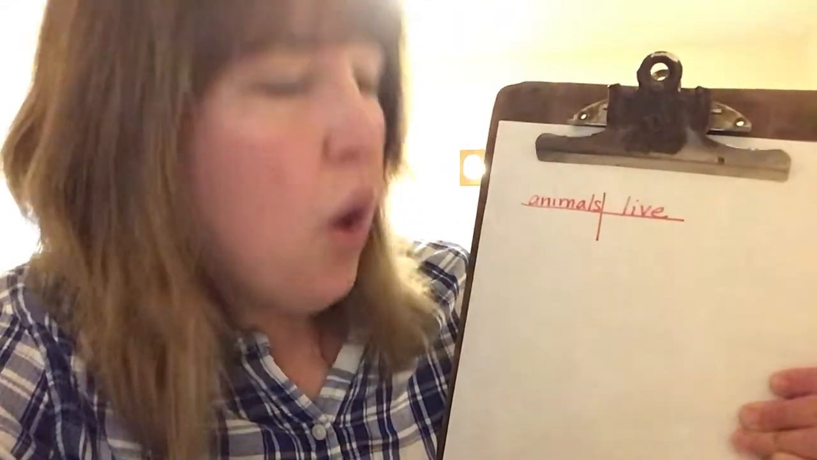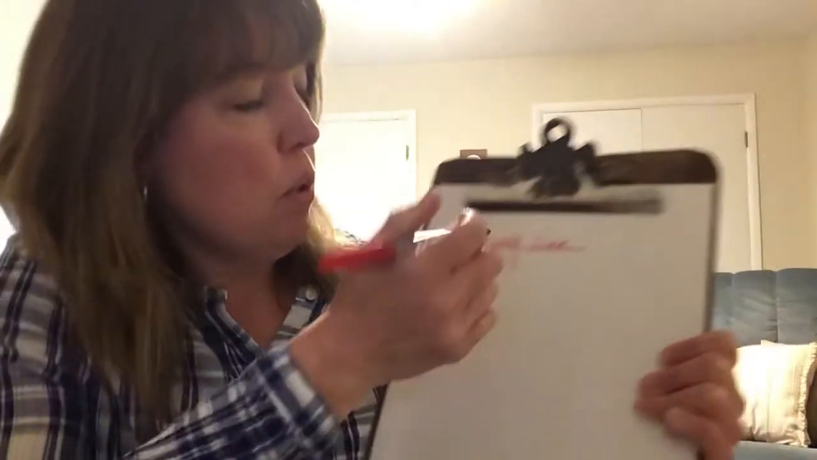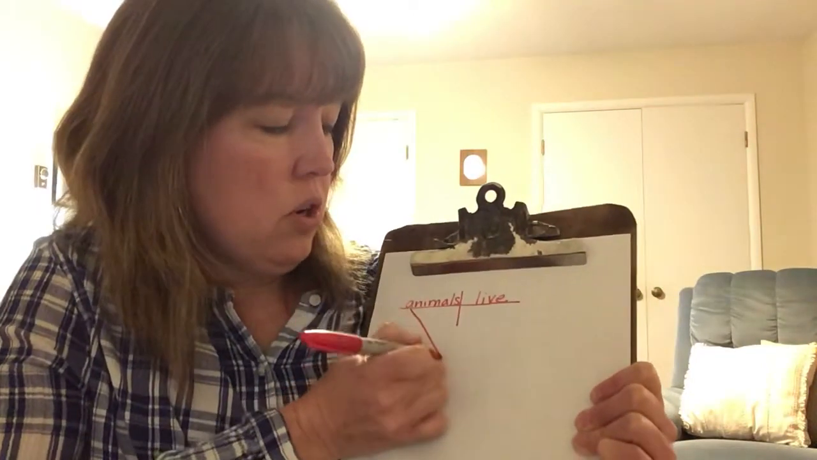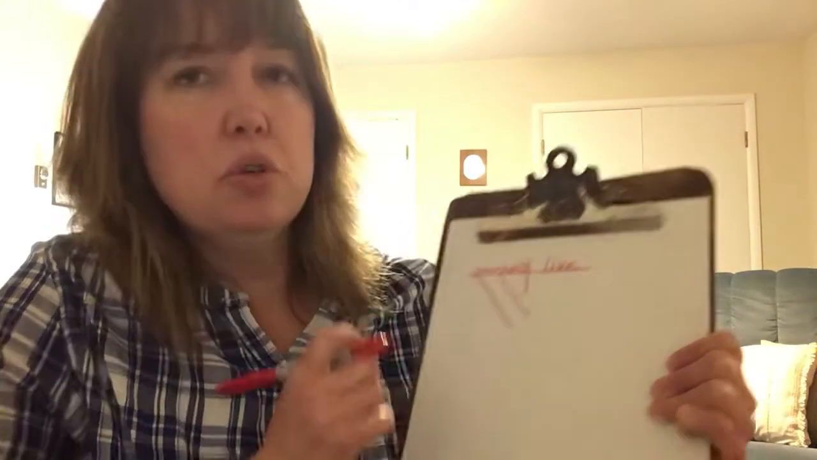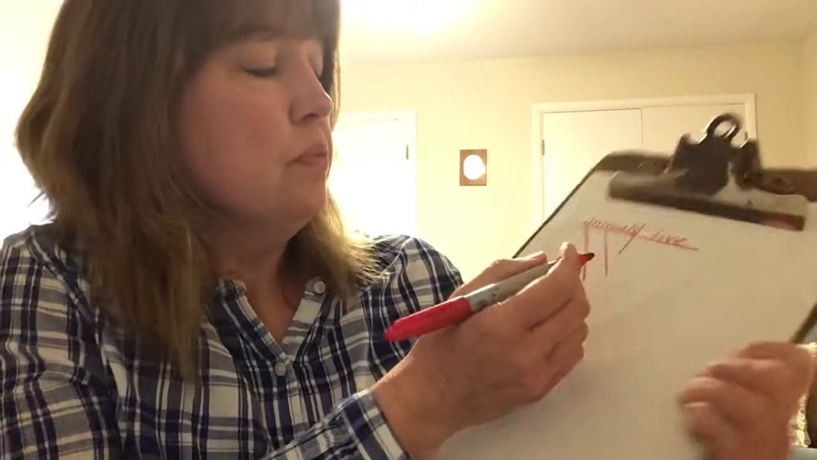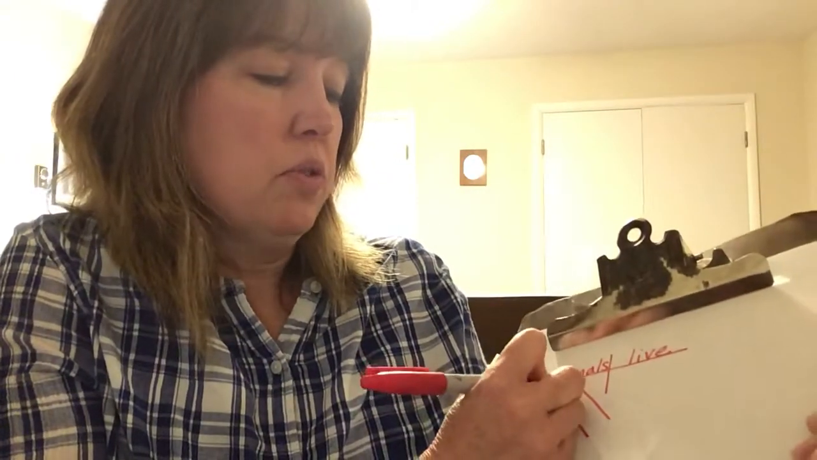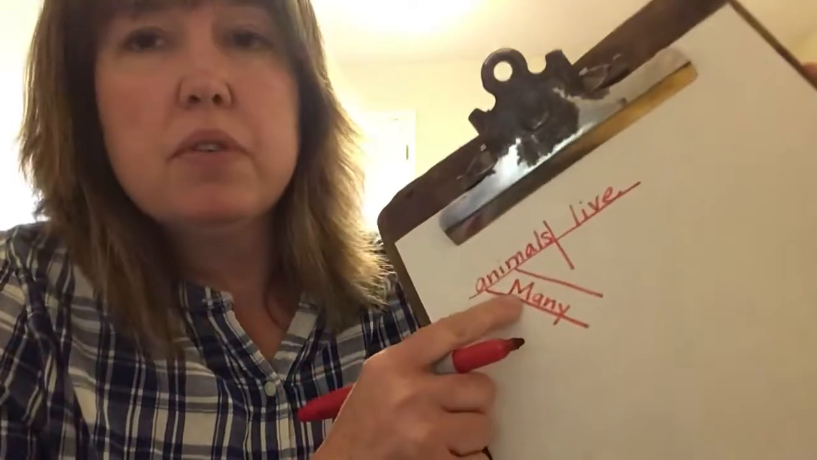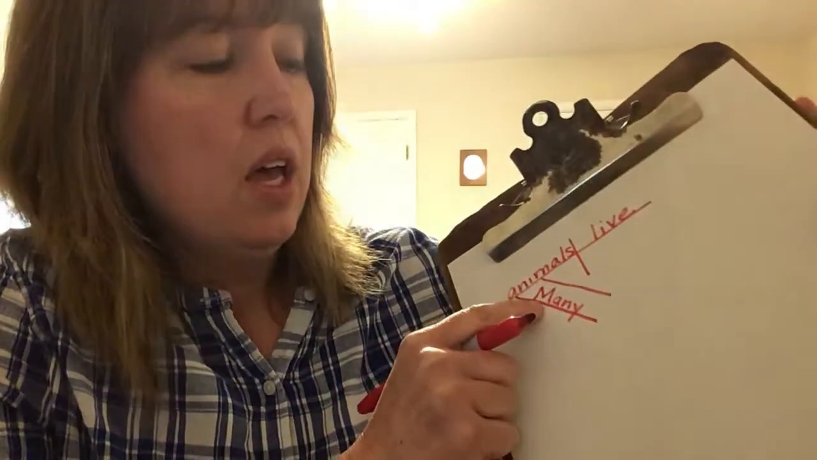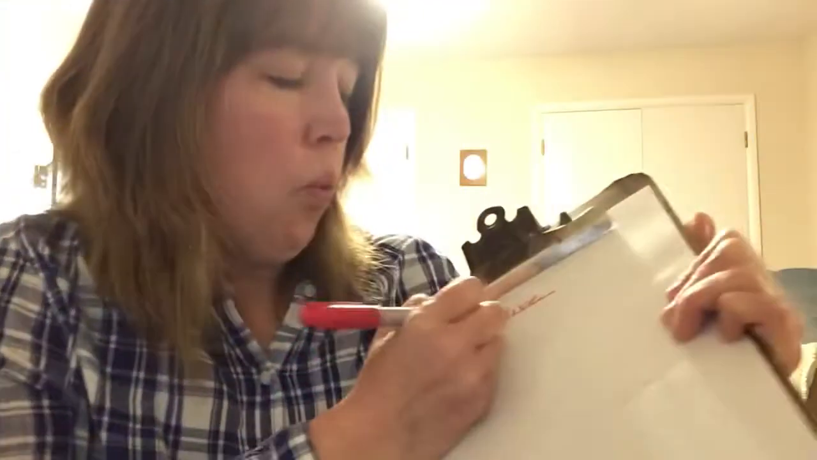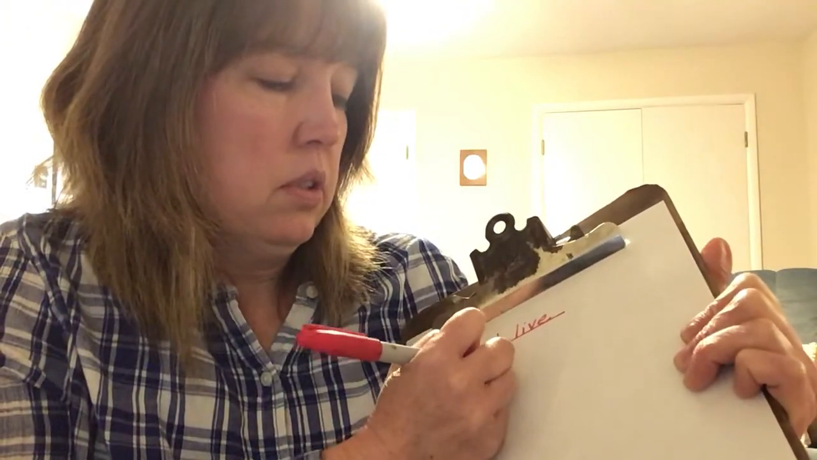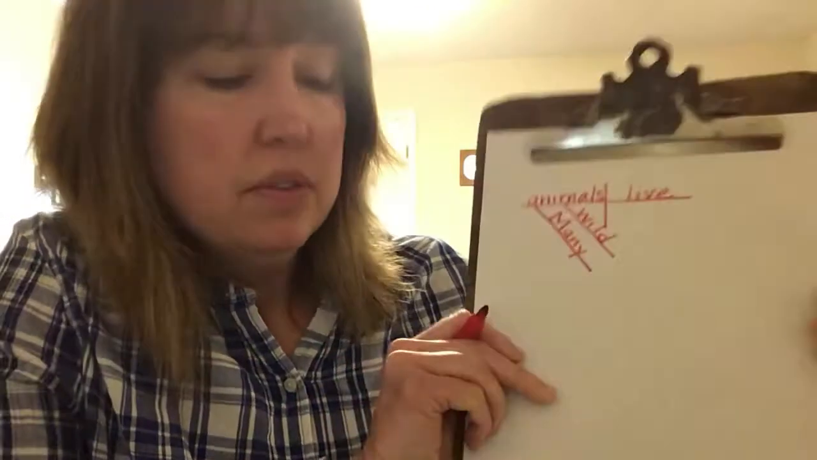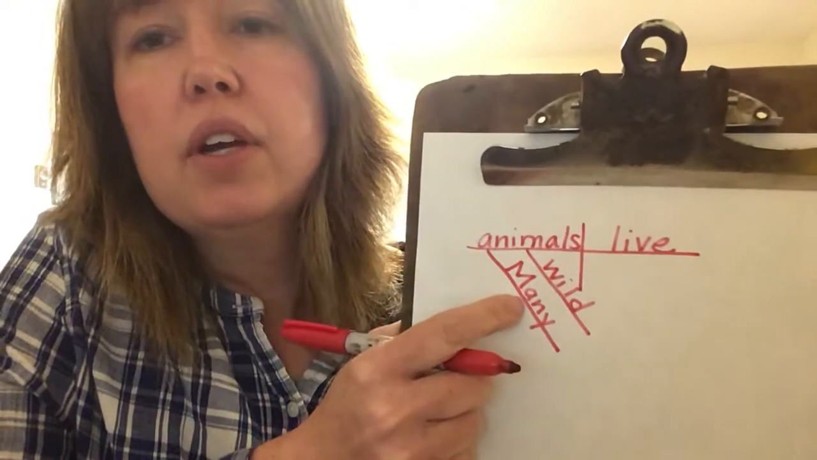Animals, okay, so many, wild. So what we're going to do is draw a diagonal line since there's 2 adjectives. All right, so then we're going to write many, and many was the first word of the sentence, so it's capitalized. Many, wild. So that's how you're going to diagram your adjectives.